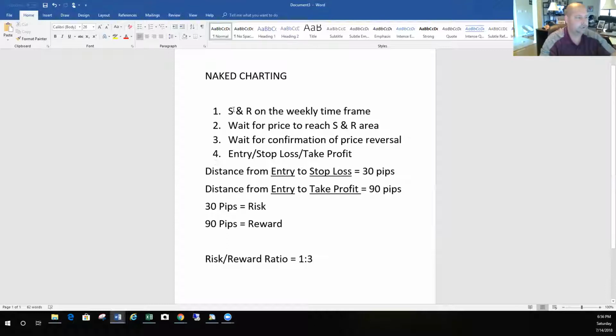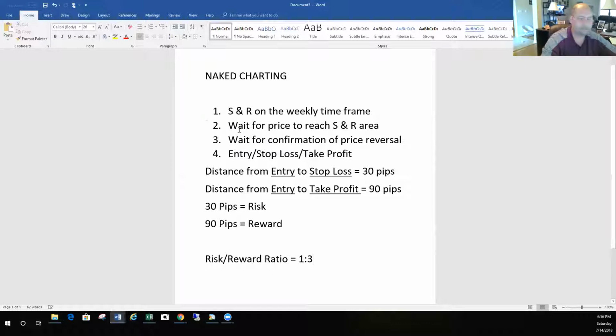So number one, you're going to start by identifying the support and resistance levels. And I recommend that you start out on the weekly time frame. Support and resistance, tops and bottoms. Your support is your floor. Your resistance is going to be your ceiling, your tops. So you're definitely going to want to look at the weekly time frames when you first start identifying these levels, and then before you can take a trade.